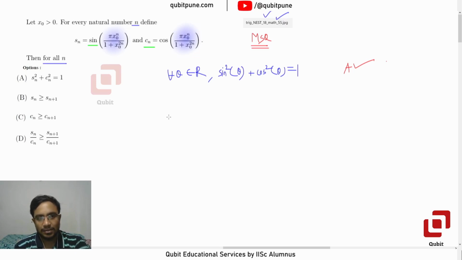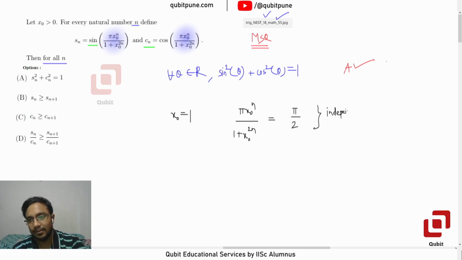Suppose I select x0 as 1. Then what will be the expression pi x0 raised to n upon 1 plus x0 raised to 2n? This expression will be pi by 2, and it is independent of n. So Sn will be sine pi by 2, Sn plus 1 will also be sine pi by 2, and so on. And how about the cos term? For the cos term, we will have 0 because it's cos pi by 2.